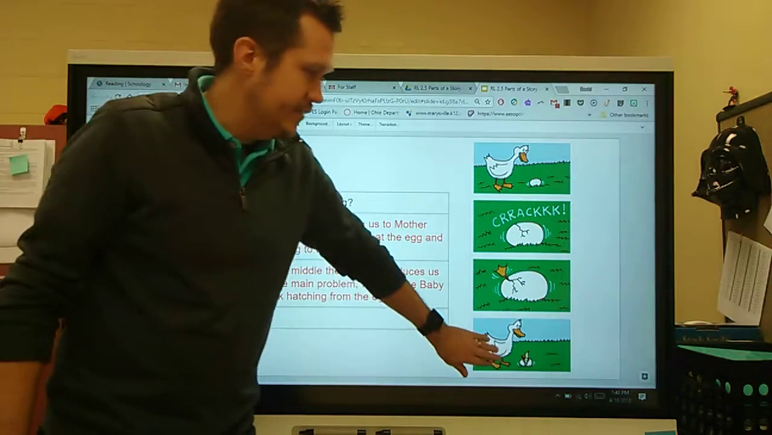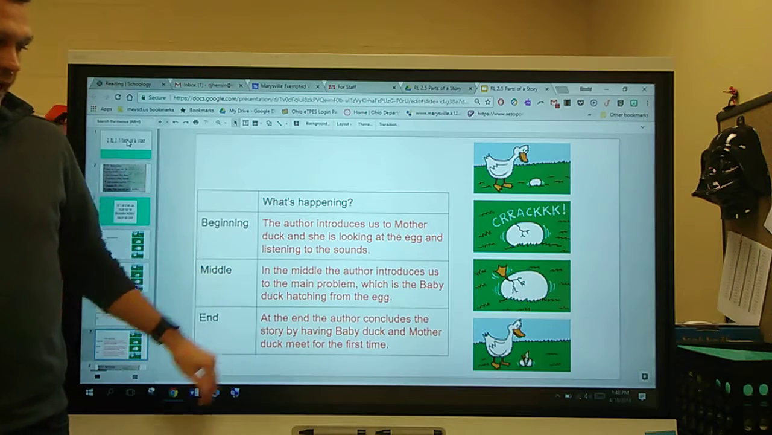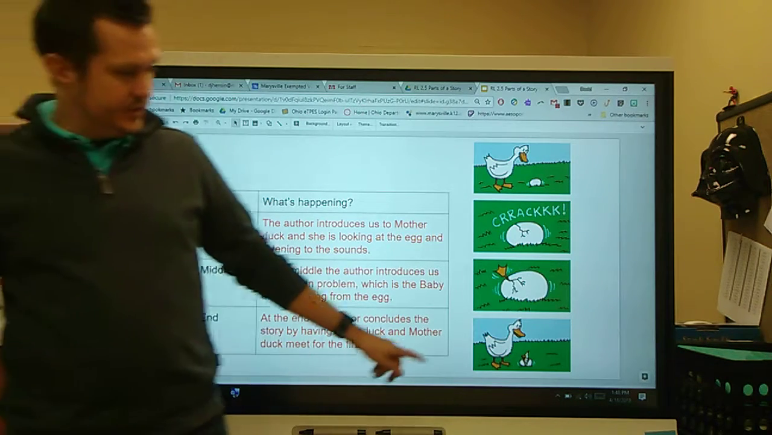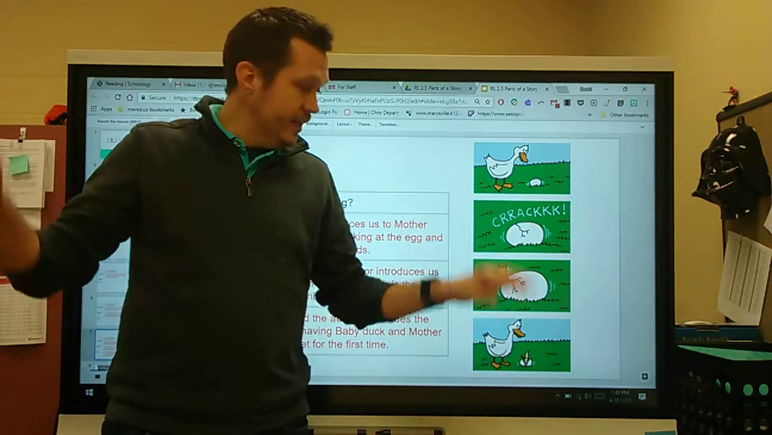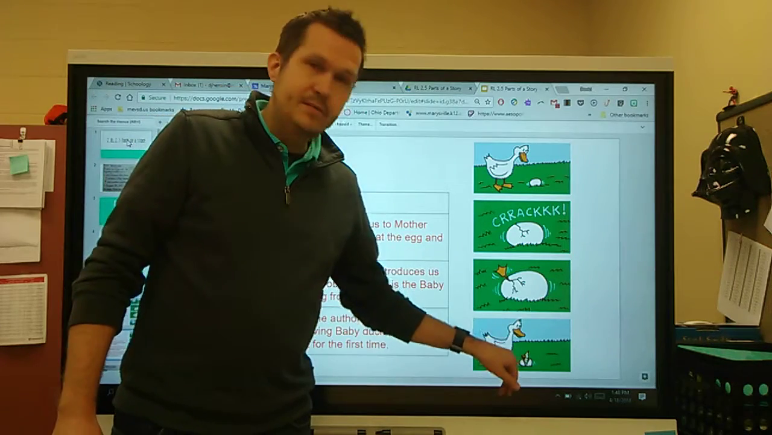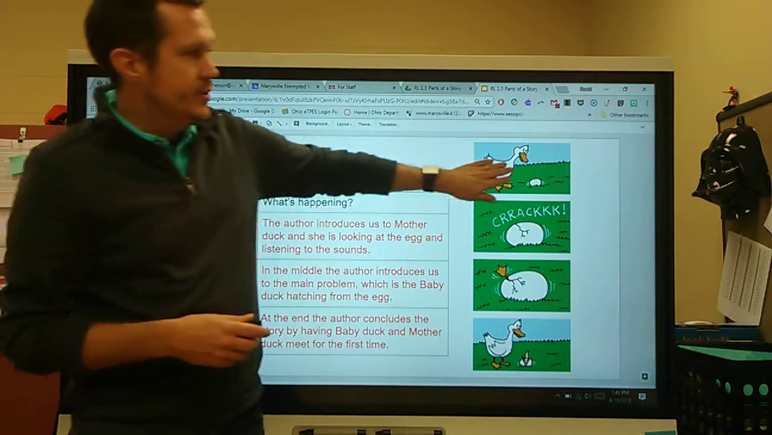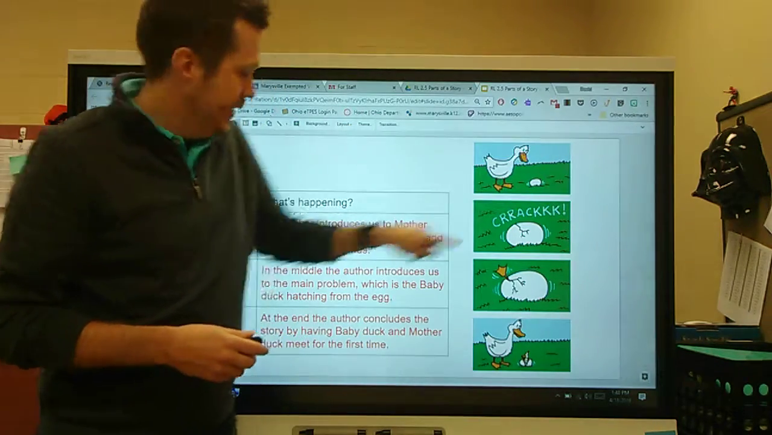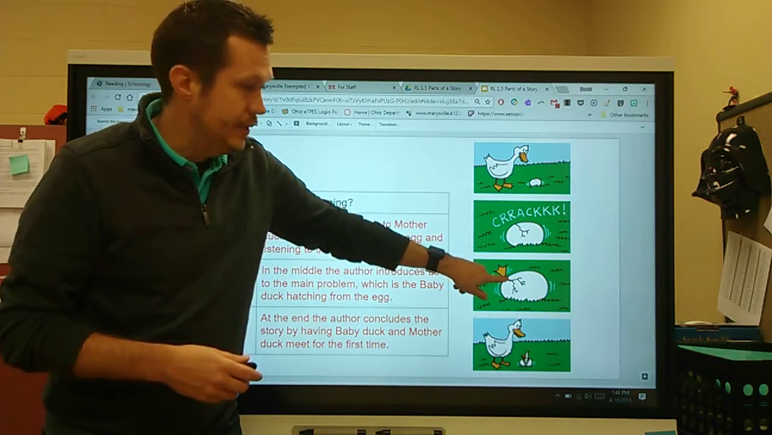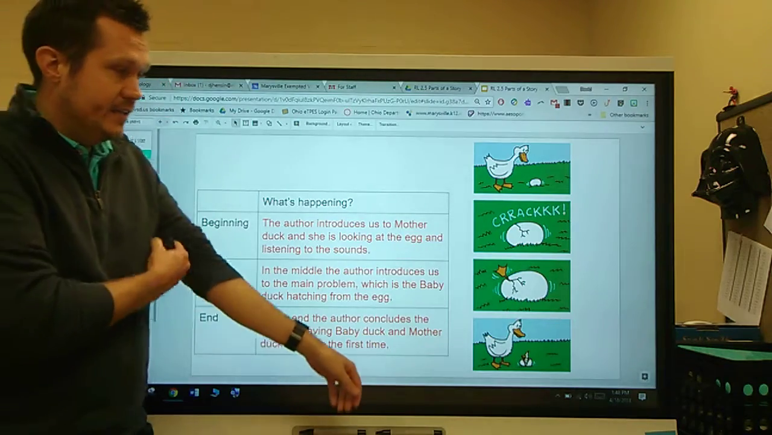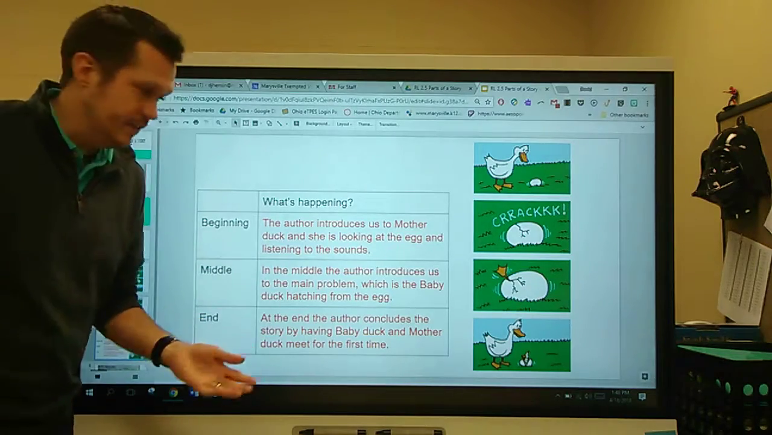Let's see what happens at the ending, right? At the end, the author concludes the story by having baby duck and mother duck meet for the first time. So at the end of the story, you can see the main problem has been solved. Baby duck is out of the egg. And now mother duck and baby duck get to meet for the first time. So you can see at the beginning of the story, they introduce us to the characters and they tell us about the setting. In the middle, they introduce us to the main problem, baby duck's trapped, and the solution, baby duck escapes. And at the end, that's where the author concludes this story. It makes a nice little happy ending most of the time, but not always.